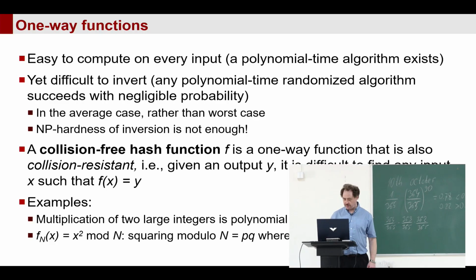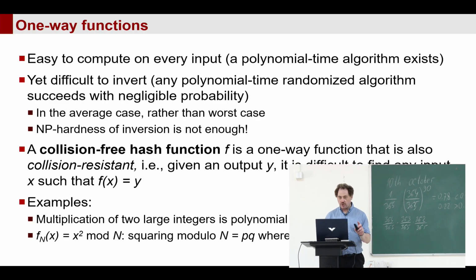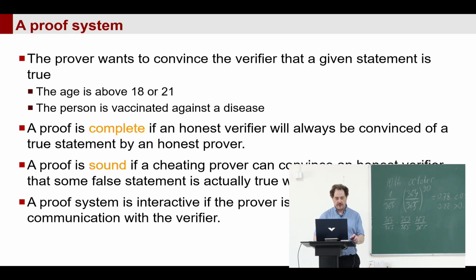Okay, so that's just one-way functions. It's not the fun part yet. Now, what is a zero-knowledge proof? First of all, what's a proof system? Suppose the prover wants to convince the verifier that a given statement is true.